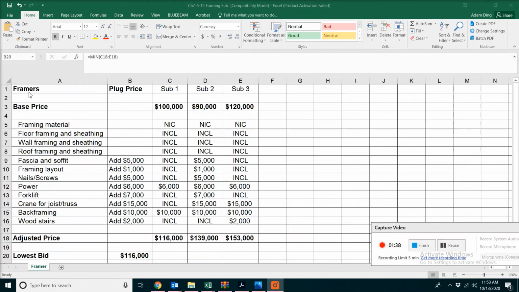On this framing example, if we did not do this evaluation, our lowest number would have been $90,000 for a framer. However, our lowest bid would actually be $116,000. This is the value of subcontract evaluation. Because by doing this exercise, we saved ourselves from making a mistake of $26,000.